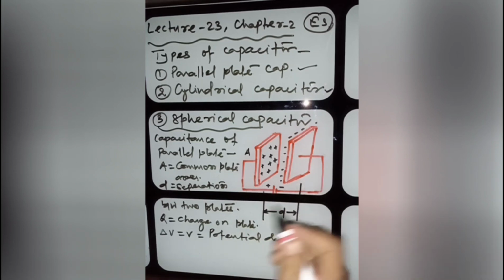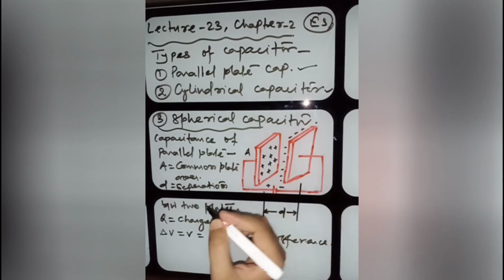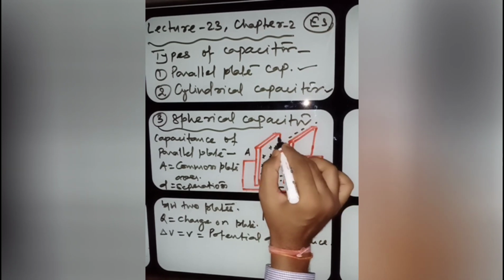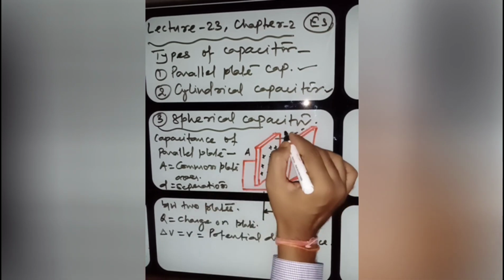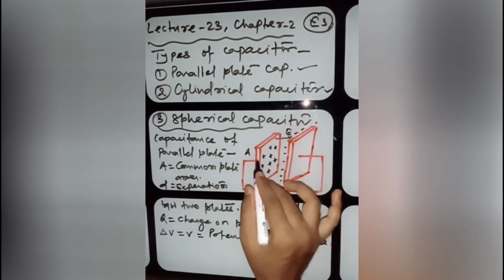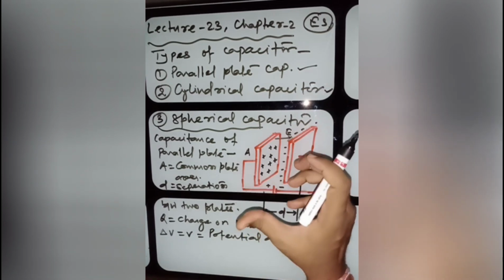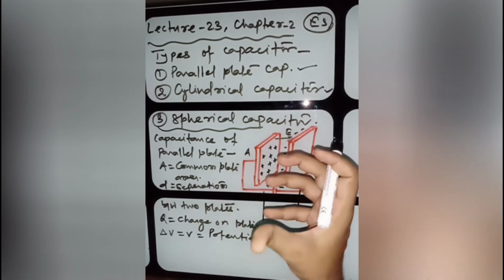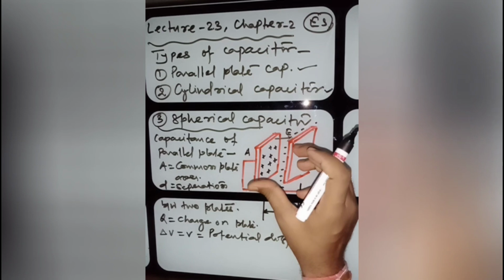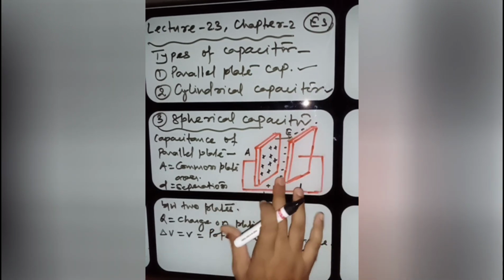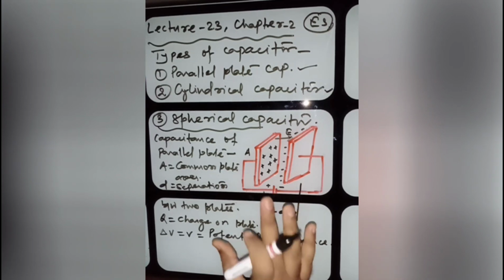Now my dear students, as we have studied, electric field will be established between these two plates. Electric field from here to here will be established. What is the medium between the plates? Here the medium between the plates is air. The formula we will derive will be applicable for the medium as air or vacuum. So here the air will be the medium between the plates of the capacitor.